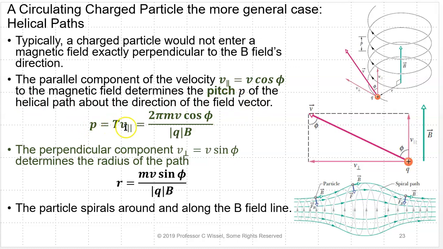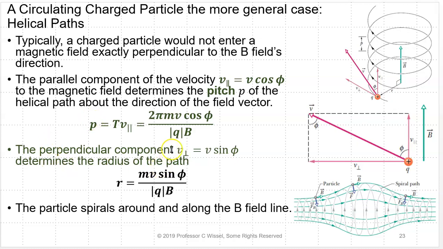P equals T times v parallel. So that is 2 pi m v cosine phi divided by qB. Now the pitch is how far this particle advances in this direction each time it goes around one time. It's sort of like when you have a screw, like a wood screw, and you're screwing into a piece of wood. If you turn that one turn, it's going to advance, get deeper into the wood, by the pitch of the screw.